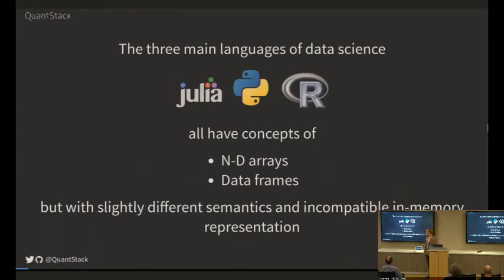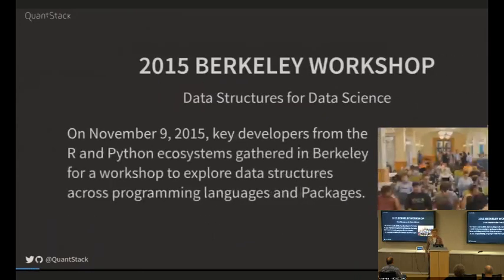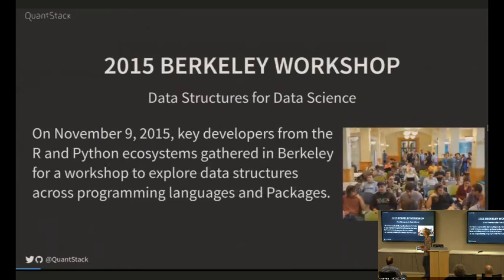And all of those have concepts of ND arrays and data frames, but each of them has slightly different semantics and incompatible in-memory representations. So interoperability between those languages is a bit sparse, but we're all working in the same sort of open source ecosystem. And then there was a workshop in Berkeley in 2015 where the key developers from these communities gathered and explored data structures across programming languages and basically figured out that there is this issue.